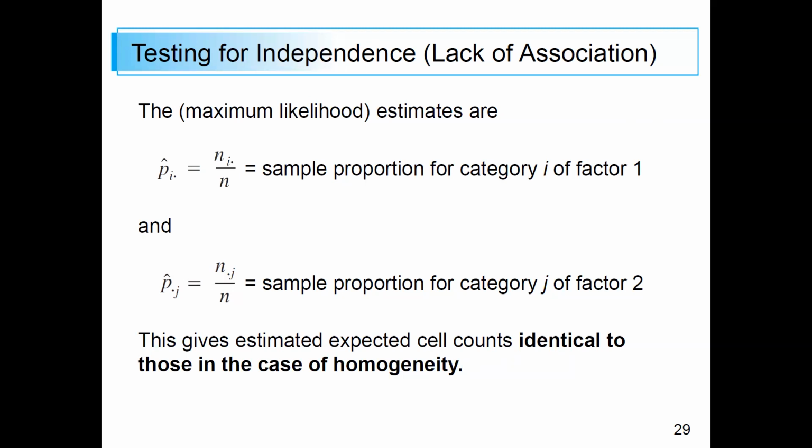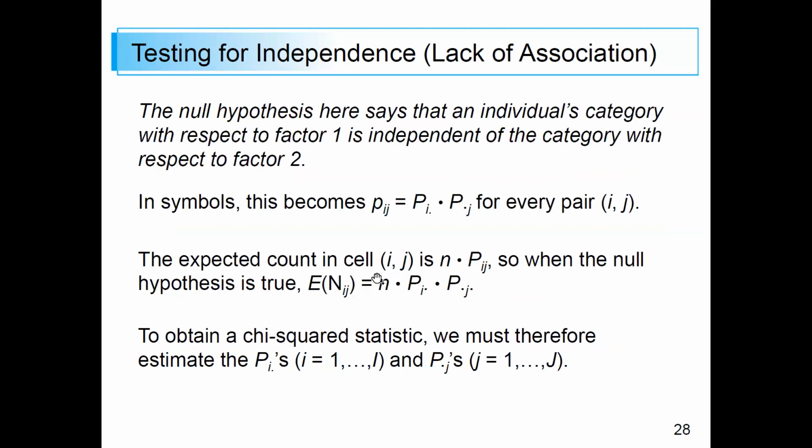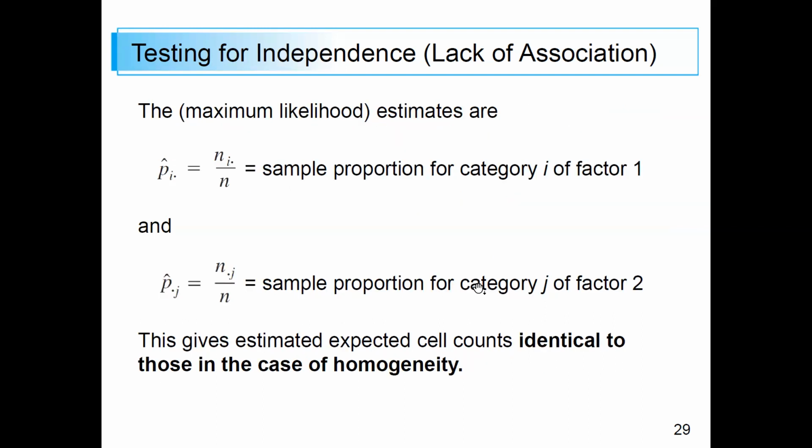Similarly, when we want to estimate the probability that an individual belongs to the jth column, we just need to use the total count observed for the jth column divided by the total number to give us the maximum likelihood estimate. So it's n dot j divided by n that gives us this column probability estimate. Now we can use the sample size n times the two estimated probabilities to give us the expected count.